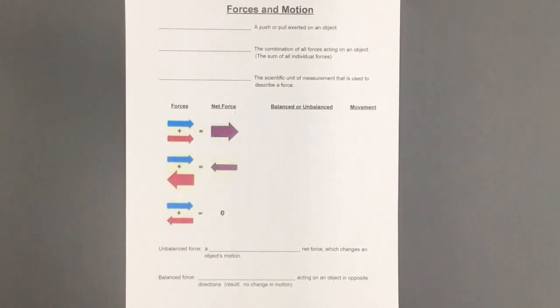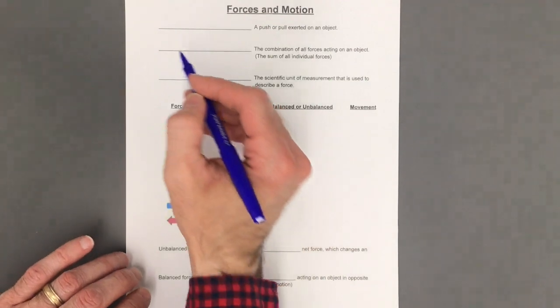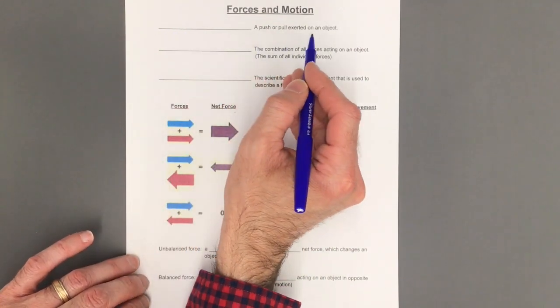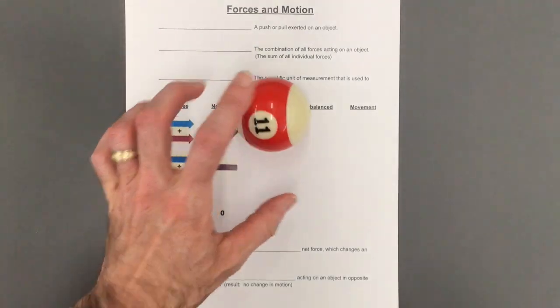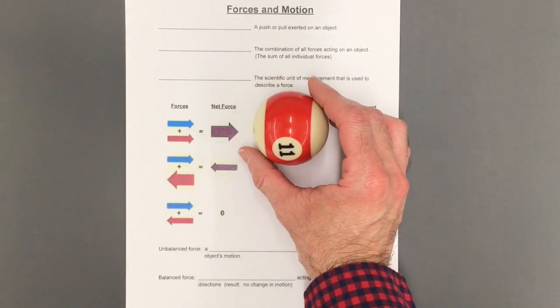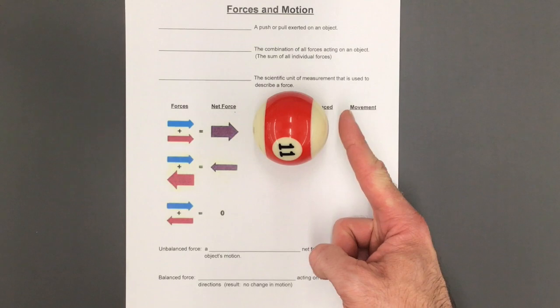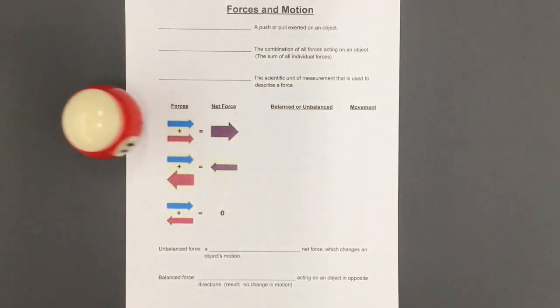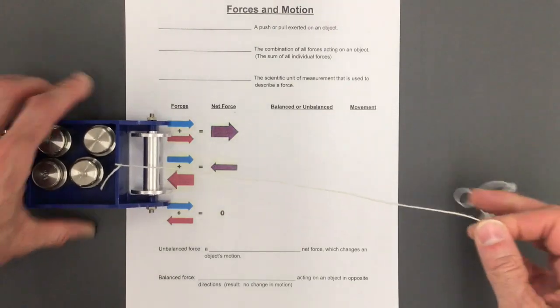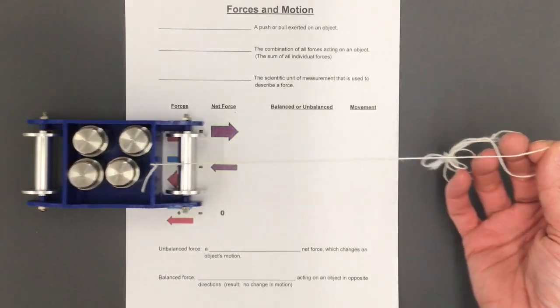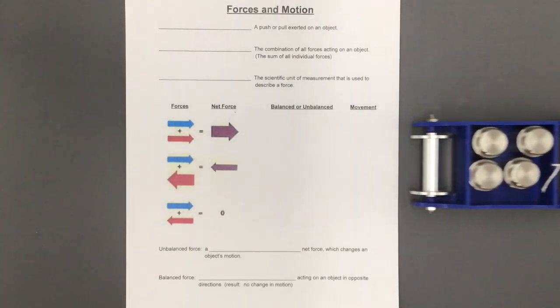Today we're going to look at forces and motion. So a push or pull exerted on an object, such as this billiards ball. If I want to make this move, I have to add a force to it. Same thing, if I want to take something like a wagon and pull it, I have to apply a force to that.